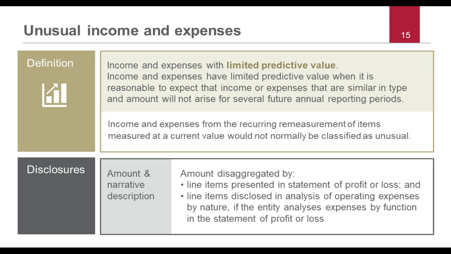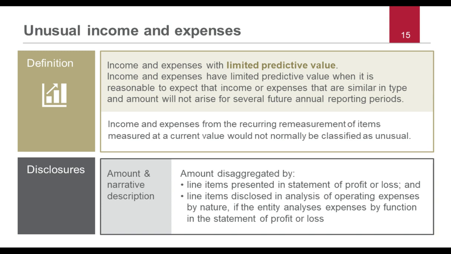So what the board is proposing is to provide a definition of unusual income and expenses, which focuses on whether the income or expense has limited predictive value. And that definition is on the slide. So income and expenses are identified as unusual if it is reasonable to expect that income or expenses that are similar in type and amount will not recur for several future annual reporting periods. So this definition focuses on what a company expects to happen in the future.